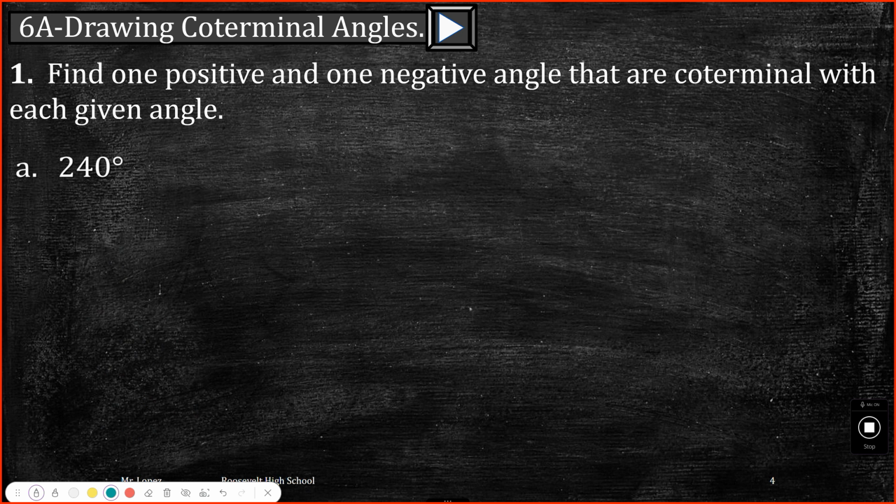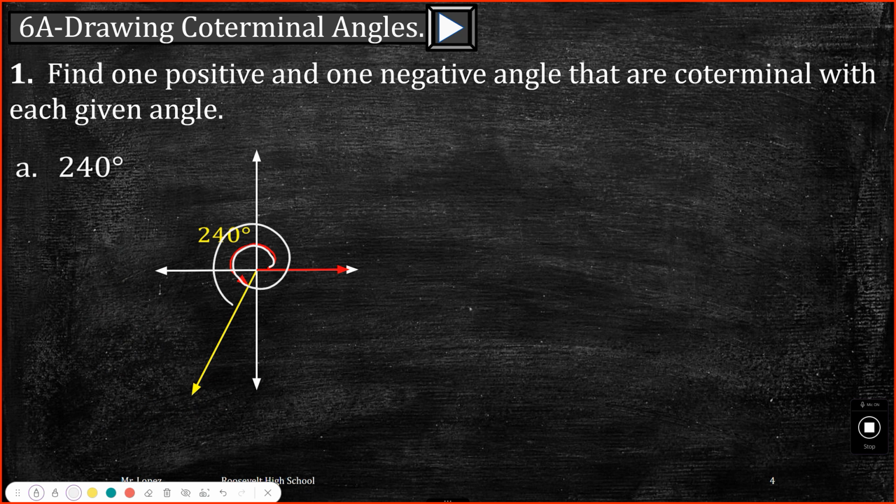All right, here, let's go. So 240, let's go ahead and do 240. So 240 is right there. What would be a positive coterminal to 240? Let's say we don't stop. What I'm saying again is that let's not stop, but keep going and then stop. How much is this?